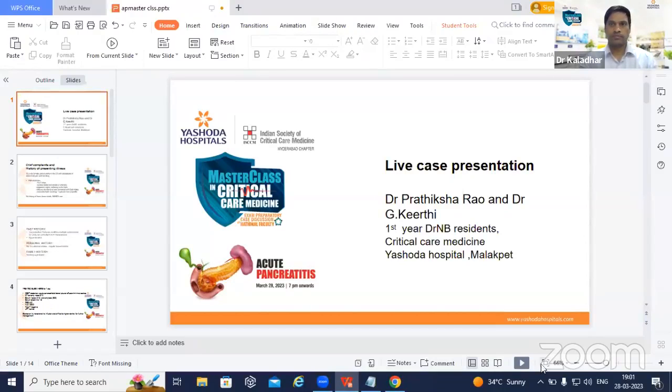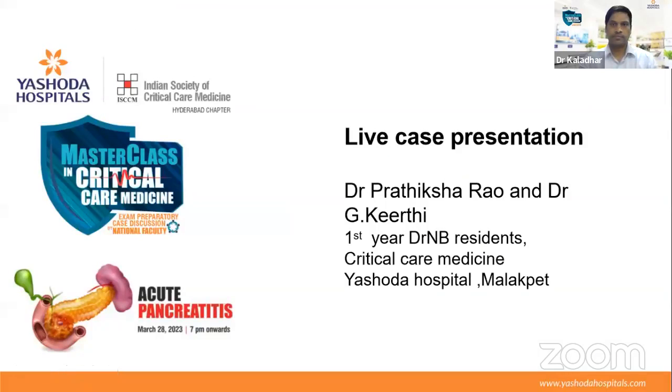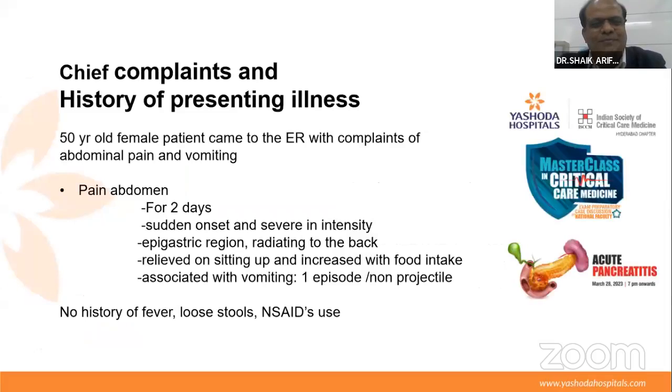Presenting the case of a 50-year-old female patient who came to our ER with complaints of abdominal pain and vomiting. Pain abdomen was present since 2 days. It was sudden in onset and severe in intensity, present in the epigastric region, radiating to the back, relieved on sitting up, and increased with food intake. It was associated with vomiting, which was non-projectile. There was no history of fever, loose stools, or NSAIDs use.